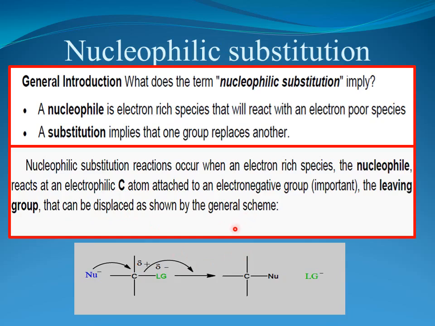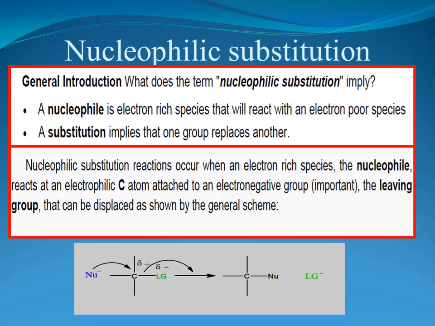Now students, this is a substrate, on which the reaction is going to take place. Nu stands for the nucleophile. It is going to attack the electrophilic carbon atom. As you can see, it has a partial positive charge. Why? Because of this leaving group, which is an electronegative group and is going to have a partial negative charge. Now when the nucleophile attacks the electrophilic center, this leaving group is going to depart. Now you can see that this nucleophile has replaced this leaving group, and this is why it is called nucleophilic substitution reaction.